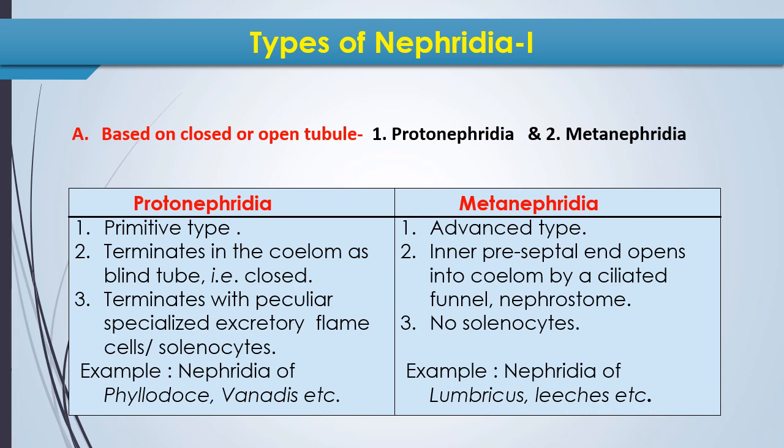In comparison, the metanephridia are a more advanced type of nephridia. Internally, they open into the coelom by a ciliated funnel called the nephrostome. Metanephridia do not bear solenocytes. Metanephridia are found in Lumbricus, leech, etc. About both of these, the protonephridia and metanephridia, we will discuss later in detail.